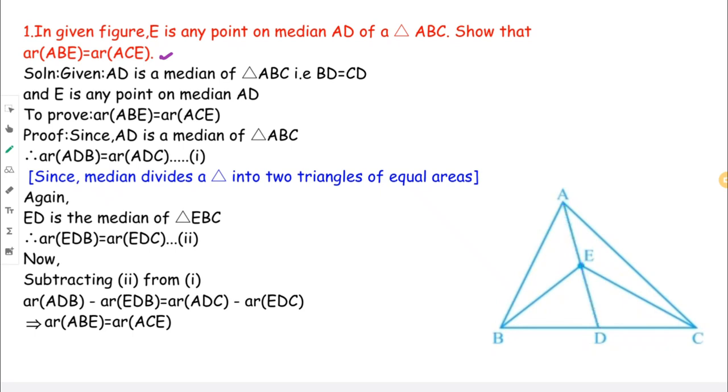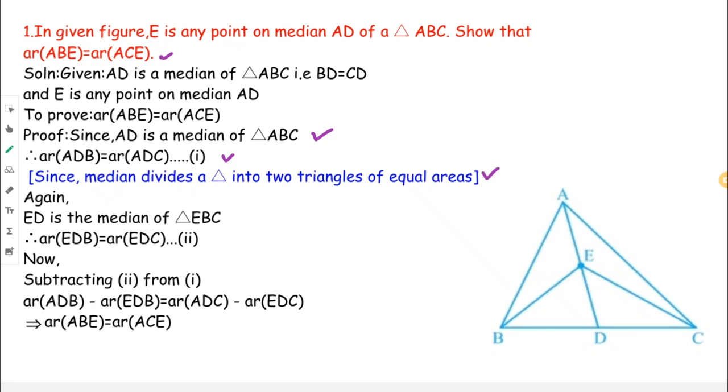All right, so let's start. Write down the given, and remember this is the median, so this will be the midpoint. That means BD equals CD. Proof. Since AD is a median of triangle ABC, therefore this area should be equal to this area, like I've already said. I'm going a little fast here. So I've written here, the areas are equal, because a median divides a triangle into equal areas.